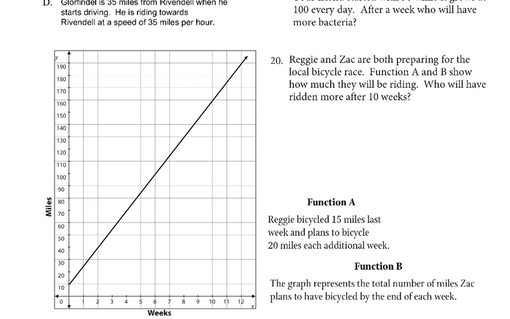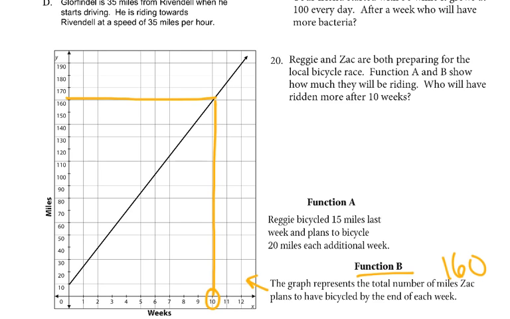Alright, 20. Reggie and Zach are both preparing for the local bicycle race. Function A and B show how much they will be riding. Who will have ridden more after 10 weeks? So B here is the graph. So if I go to input of 10, my output value looks like it's going to be about 160.